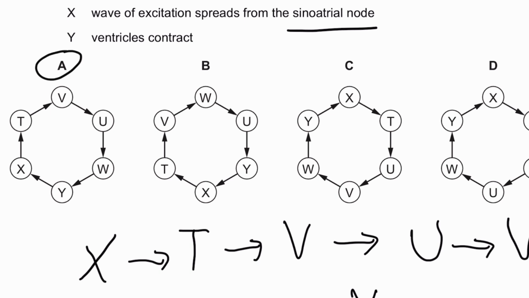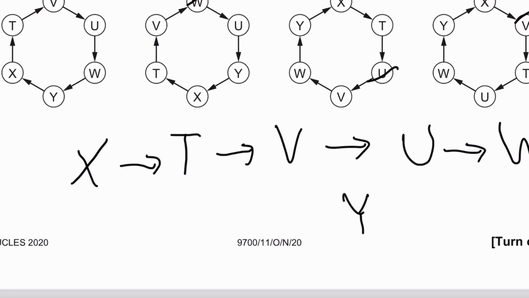Yes. Okay, what about this guy? X then T, then V, then W. That's wrong. Or X then T, then U. That's also wrong. Or X then V. That's also wrong. And that's why it's A.